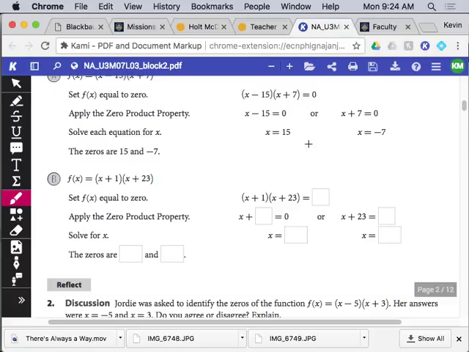All right. So first thing, set the equation equal to 0. Set them both separately equal to 0. Solve for x. Here we subtract 1, we get negative 1. Here we subtract 23, we get negative 23. So the zeros are negative 1 and negative 23. Simple as that.